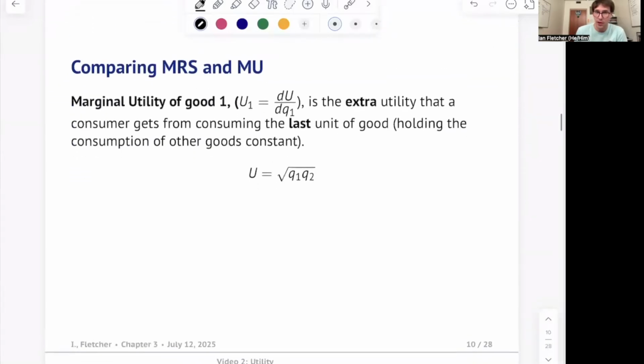So let's compare marginal rate of substitution and marginal utility now, right? These are the two things where we've thrown around the word margin a lot. It's just kind of what are we going to deal with between these, right?